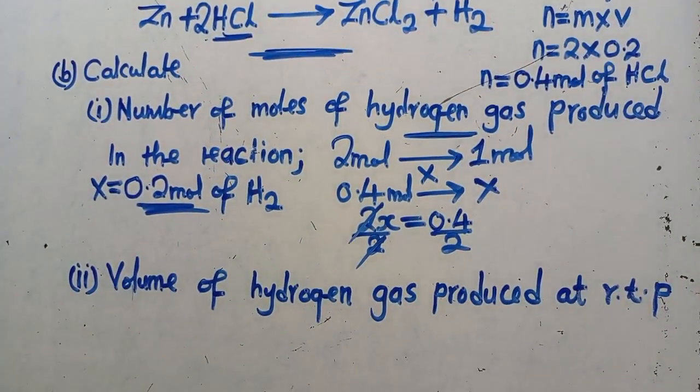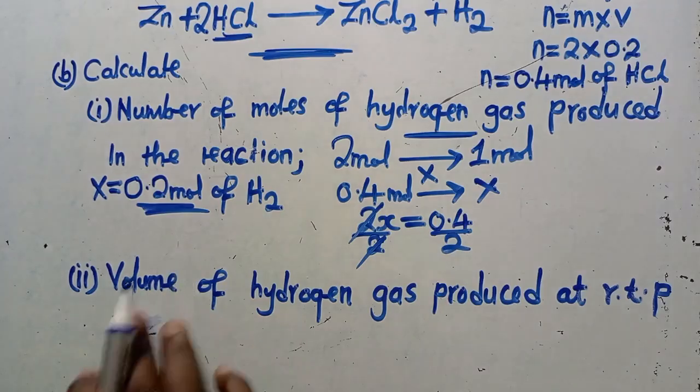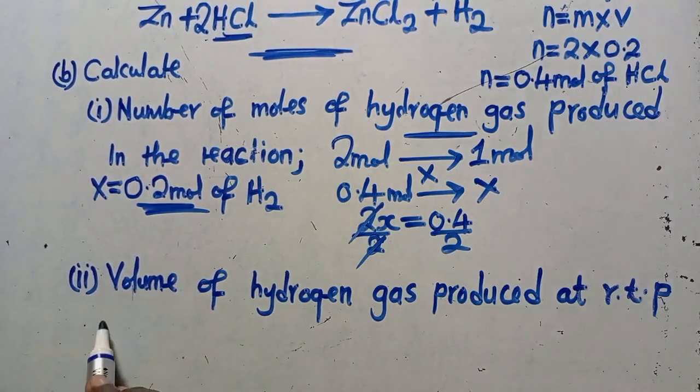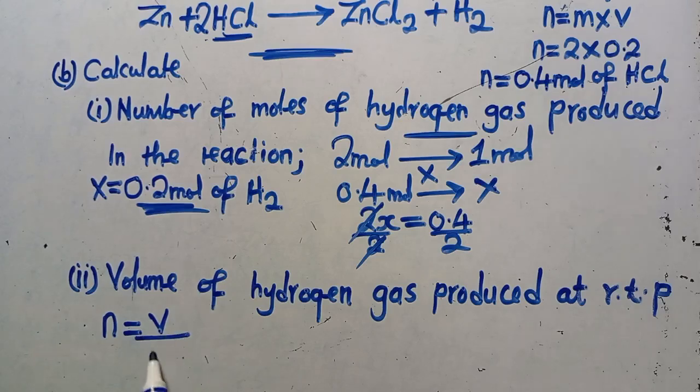The next question is asking: what is the volume of hydrogen gas produced at RTP? The volume of hydrogen gas is given by the formula where number of moles is equal to volume over molar volume. There is this particular formula that we get to use.